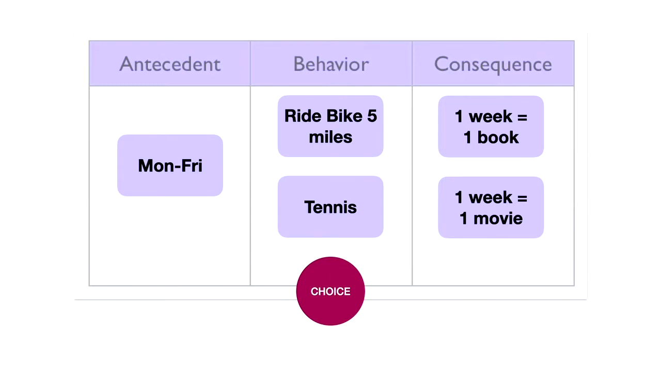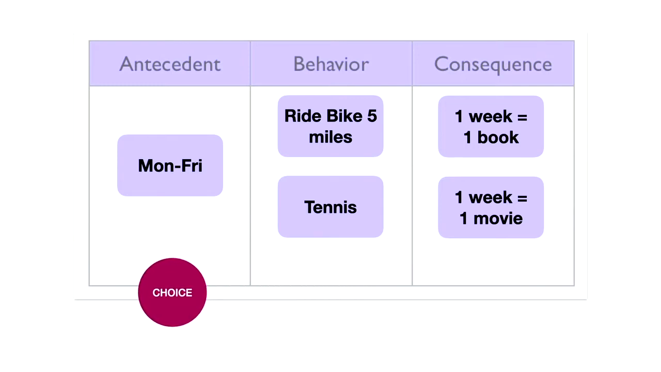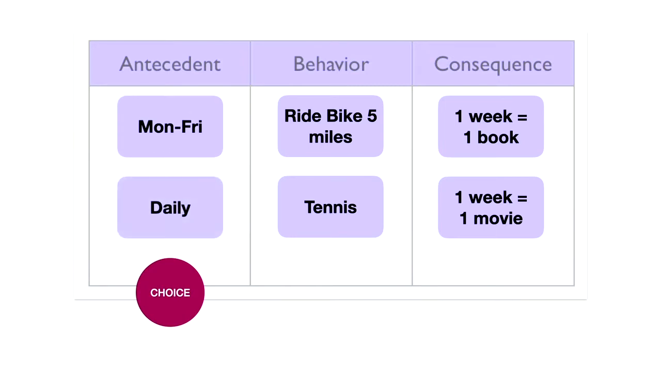Now, this is not the greatest example for choices within antecedents, but certainly there are all kinds of different ways in which we can do antecedents. So right now I'm looking at Monday through Friday. Maybe I can say just daily, and I'm going to include my weekends this time.